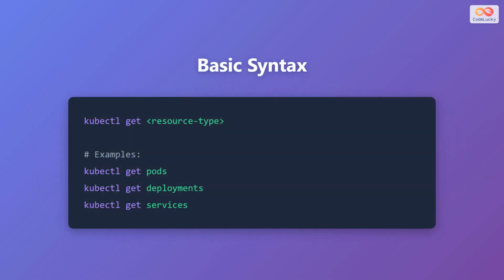The basic syntax for kubectl get is straightforward. You simply type kubectl get followed by the resource type you want to view. For example, kubectl get pods will list all pods in your current namespace. Similarly, kubectl get deployments shows your deployments, and kubectl get services displays your services. This simple pattern works consistently across all Kubernetes resource types.